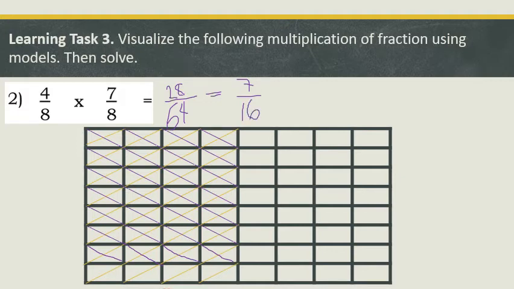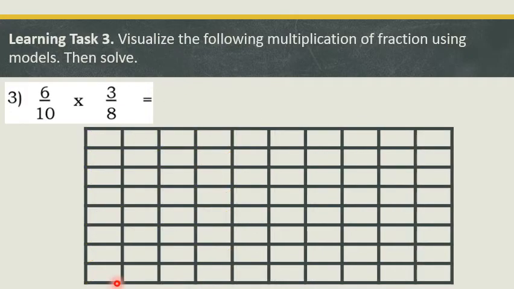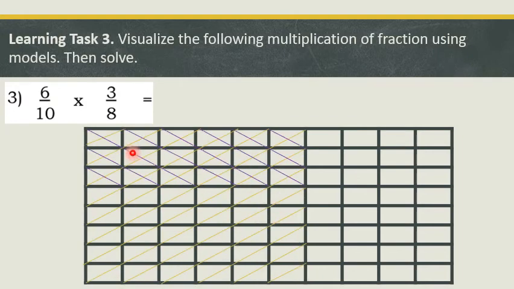Okay po, next. Number 3, we have 6/10 times 3/8. So, 6. So, bilang tayo pababa. So, 1, 2, 3, 4, 5, 6. So, ito, hanggang dito lang tayo. Then, yung 3/8 natin, ito, 3. So, kapag sinulat natin siya, pag binilang natin yung naka-overlap, ito po ay 18 over 80.